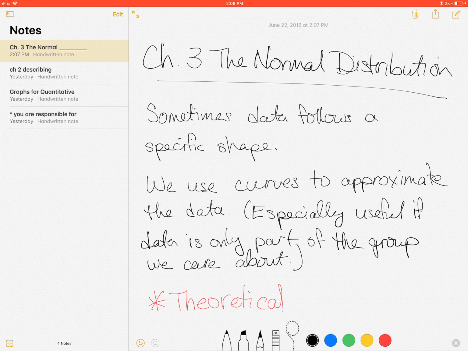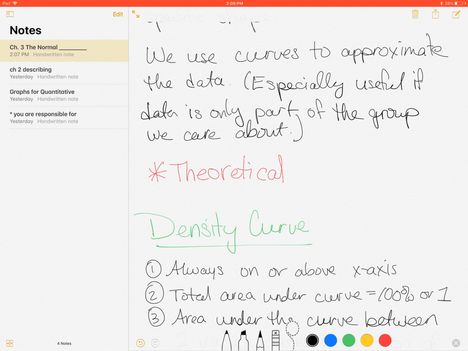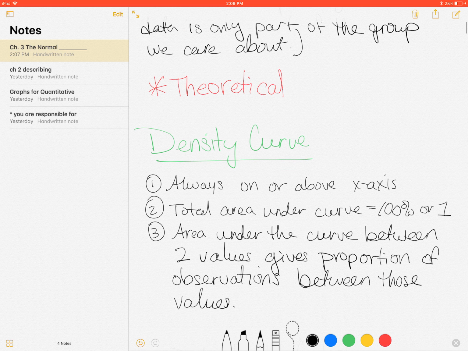And this is especially useful if the data we collect is only part of the group we care about, because then we would have maybe imagined that the group as a whole might not exactly fit this data anyway. And so these curves are theoretical. They're not exactly matching the data, but we're imagining that they exactly match some theoretical data out there. We call these imaginary curves density curves, and there's a couple things we know about them.